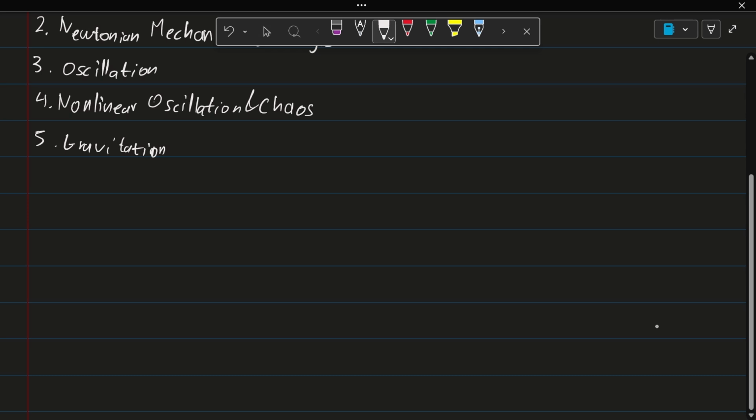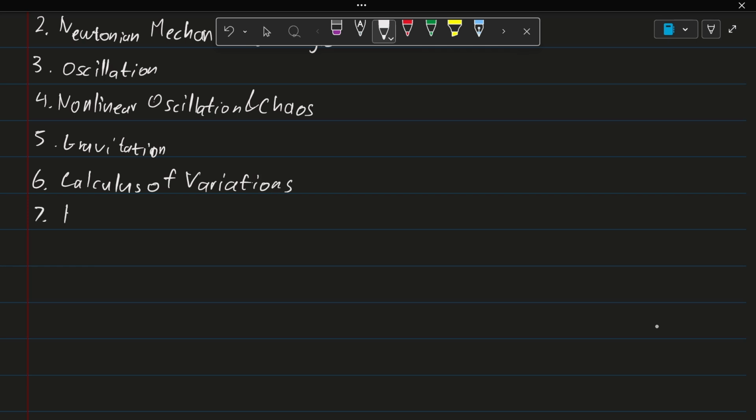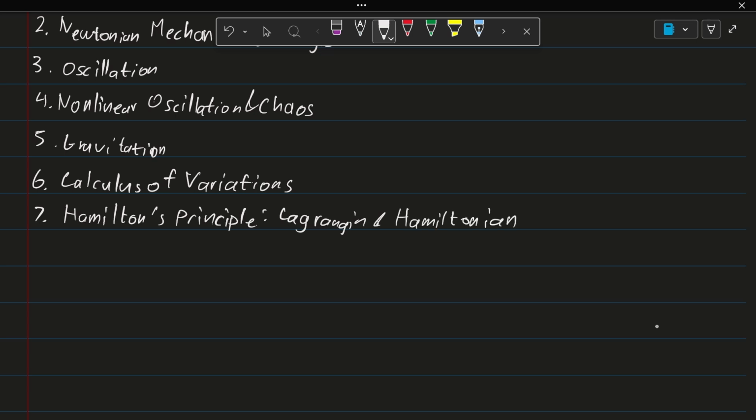In chapter 6, we'll be discussing another kind of mathematics which we call the calculus of variations, in which we'll be discussing methods for you to do the calculus of variations. After that, we'll be discussing Hamilton's principle, which is the basis of Lagrangian and Hamiltonian dynamics. So this is a much more advanced way for you to solve a mechanics problem.